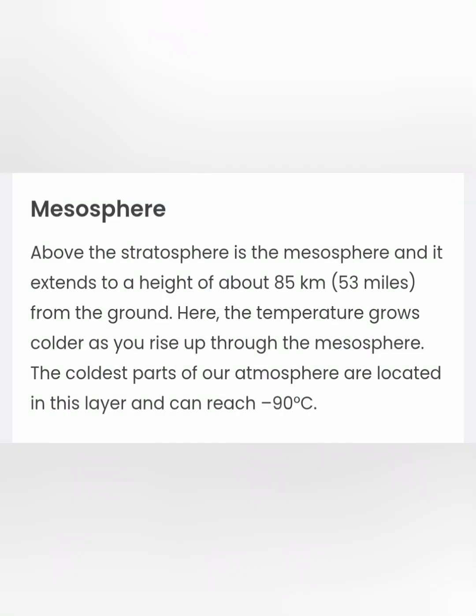Mesosphere. Above the stratosphere is the mesosphere, and it extends to a height of about 85 kilometers, 53 miles from the ground. Here the temperature grows colder as you rise up through the mesosphere. The coldest parts of our atmosphere are located in this layer and can reach minus 90 degrees Celsius.